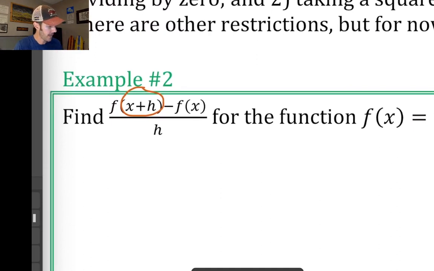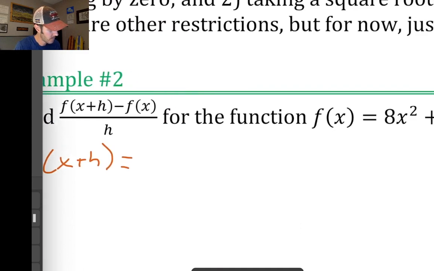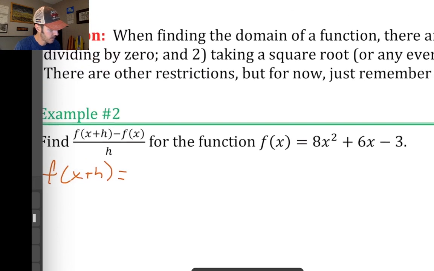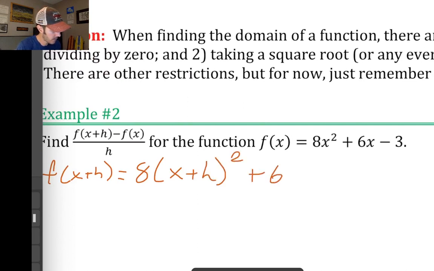We'll sort of amass all of our ingredients. Even though I said there's only 2, when I look at this thing I see 3 different tasks that we have to perform. So f of x plus h equals, we're taking the x plus h and plugging it into our function, so we have 8 times the quantity x plus h, squared, plus 6 times the quantity x plus h.